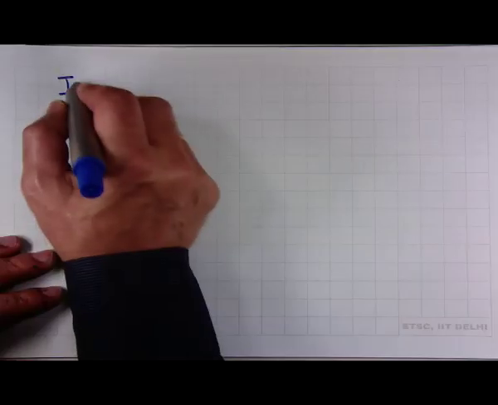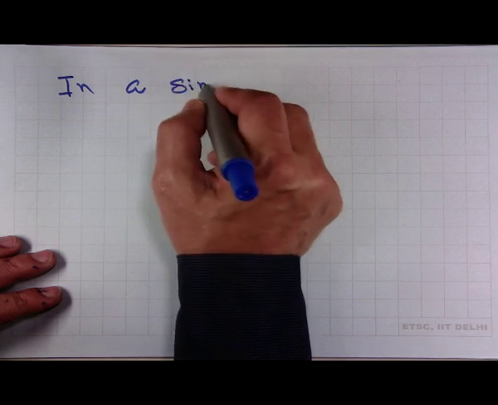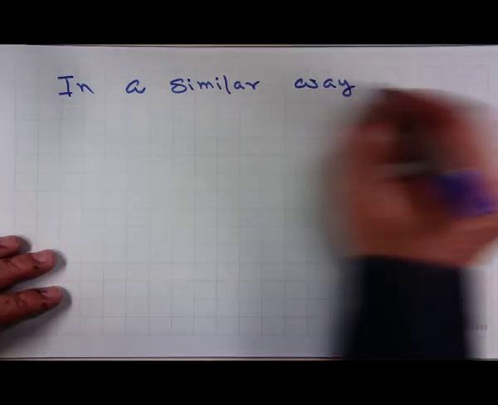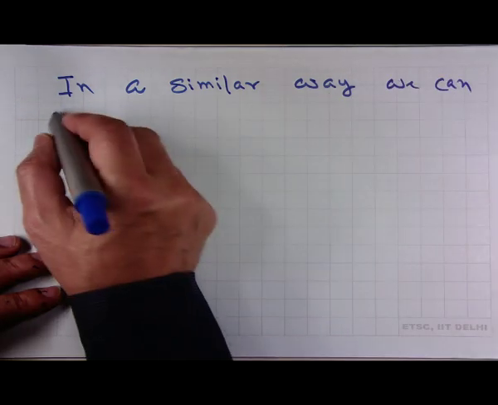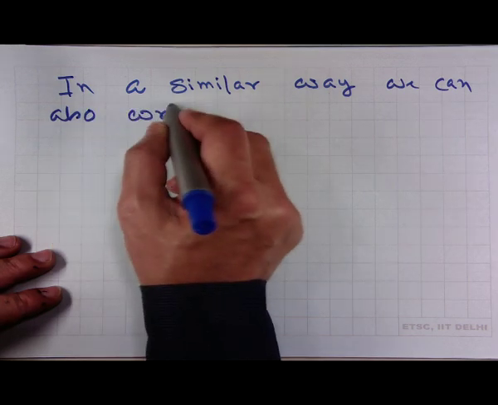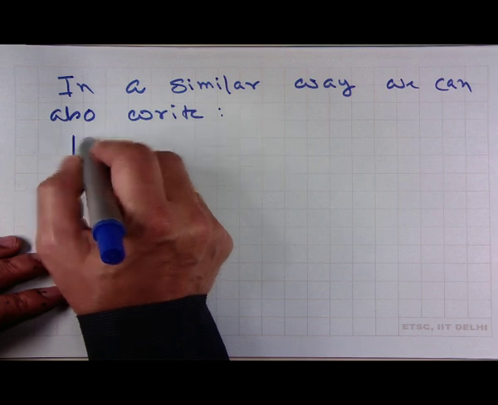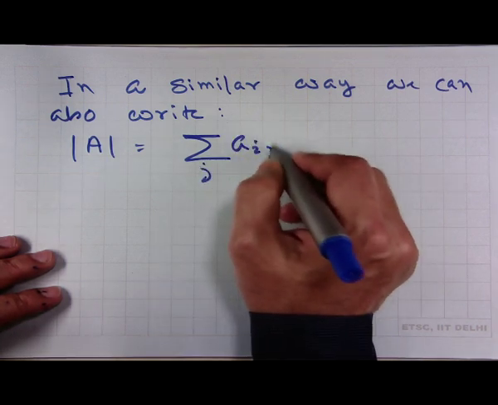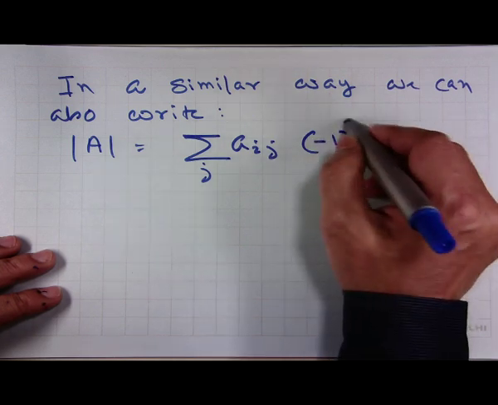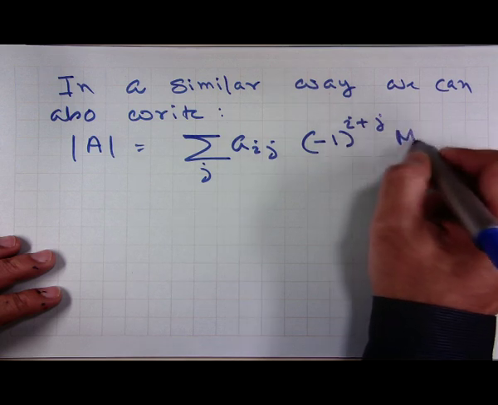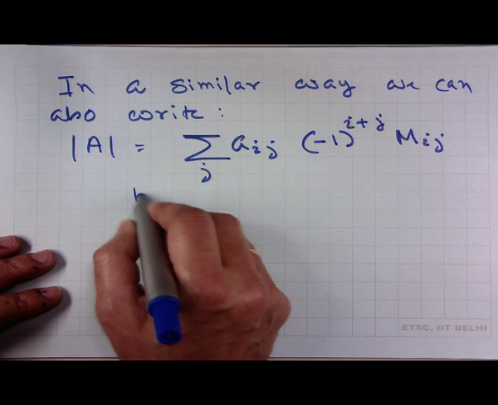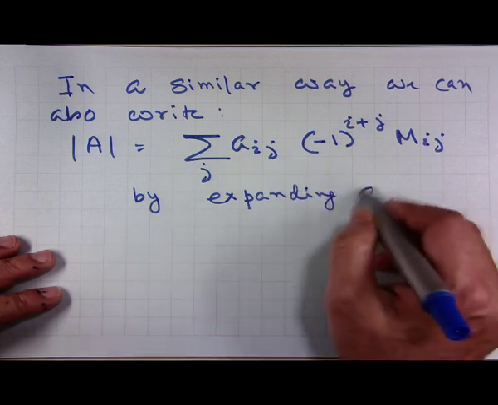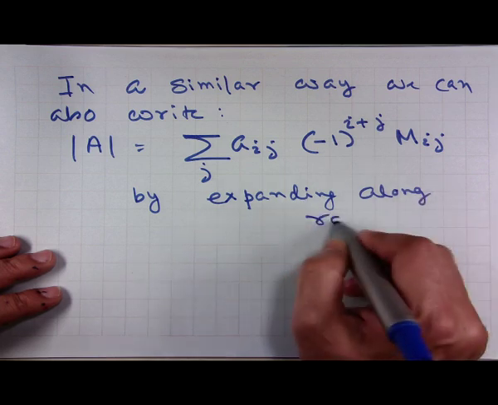In a similar way, we can also write the determinant of A is equal to the sum over j of Aij into minus 1 to the power i plus j into Mij, by expanding along row i.